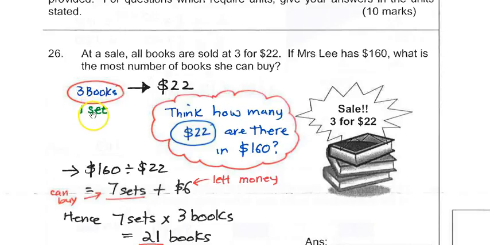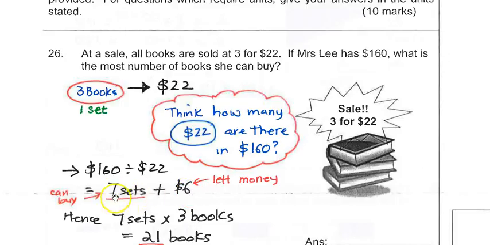It means one set is 3 books at $22. You have to think how many groups of $22 do I have in 160? Take 160 divided by 22, you actually have 7 sets of these 3 books, plus the remainder $6. So for these 7 sets you multiply by 22. You take 160 minus the 7 sets times 22, and you get your remainder $6.